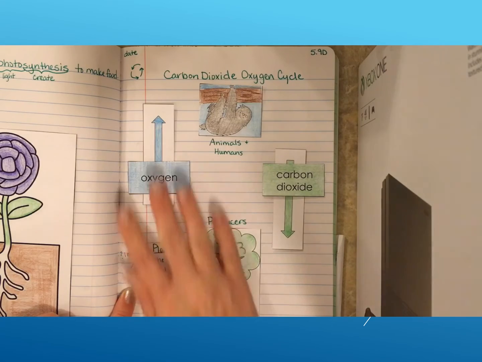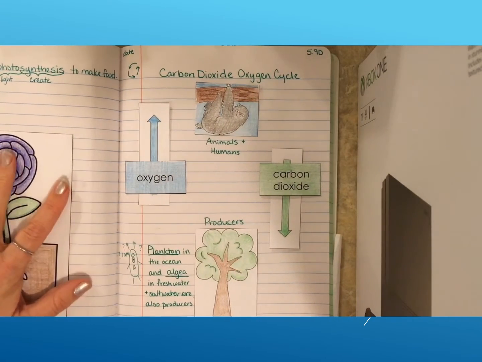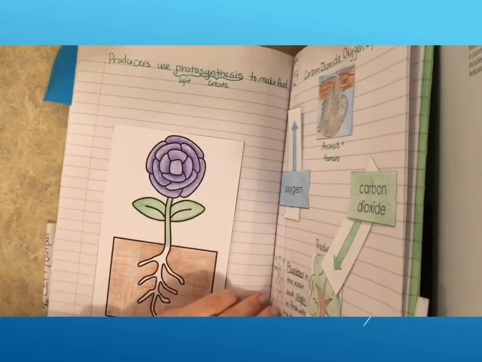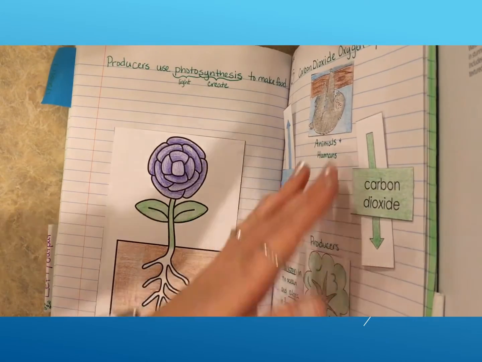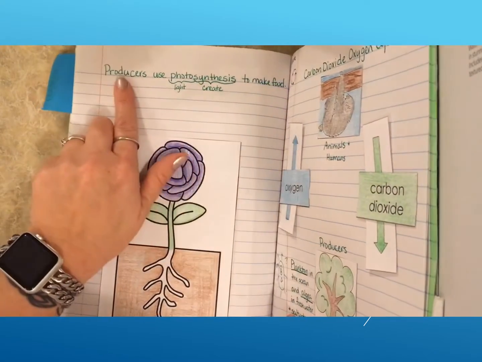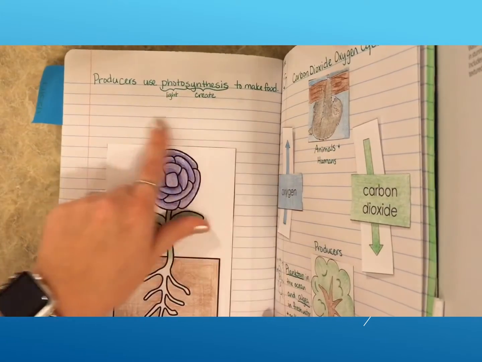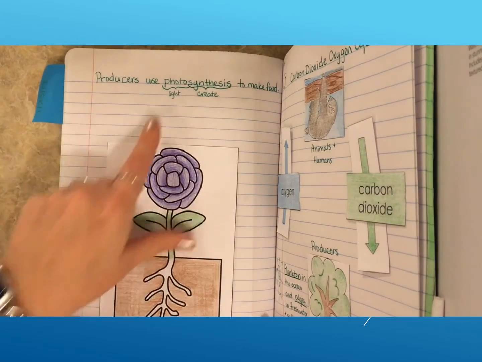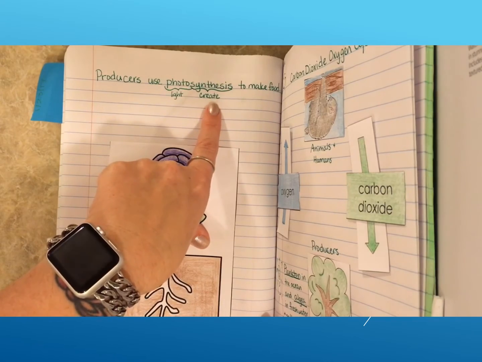Okay, so that's it for this page. So you'll pause it here and get everything glued in. We're going to go on to the next page. We're going to talk about photosynthesis. We've mentioned it before when we were talking about how our organisms interact in our ecosystems. For your title line up here, you're going to put producers use photosynthesis to make food. Remember we talked about the root words in photosynthesis, photo meaning light, and synthesis meaning to create.